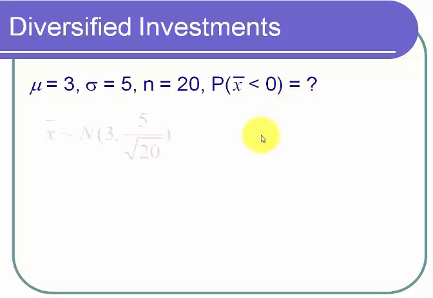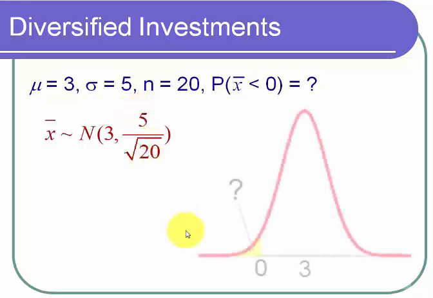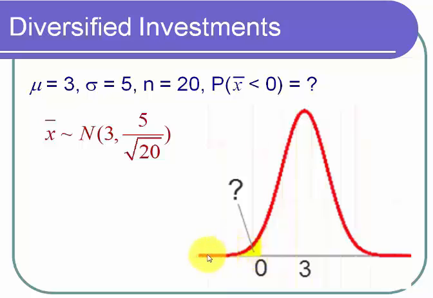So we can use our central limit theorem. X bar is approximately normal because our original distribution was assumed to be normal. Our mu was 3. And our sigma sub x bar is 5 over the square root of 20. We could draw a picture of this. Here's good old 0. The mean was 3. We want to find out the area to the left of 0. So now we go ahead and use our calculator.